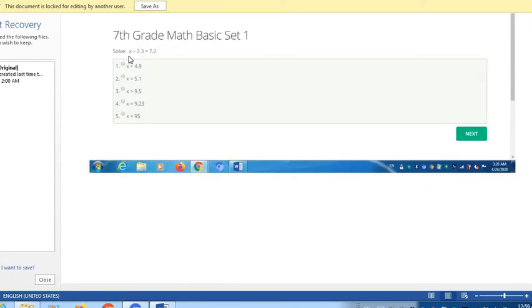Okay, here: solve x minus 2.3 equals 7.2. What should I do here? I want to isolate x to know its value, so we are going to move negative 2.3 to the other side. The negative changes to positive. Here I have 7.2 plus 2.3, so the answer will be 9.5.